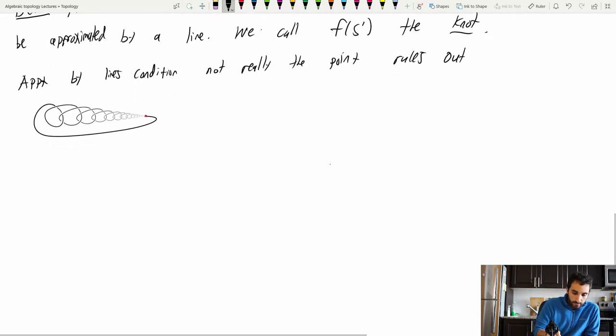So when are two knots the same knot? Here's the definition.